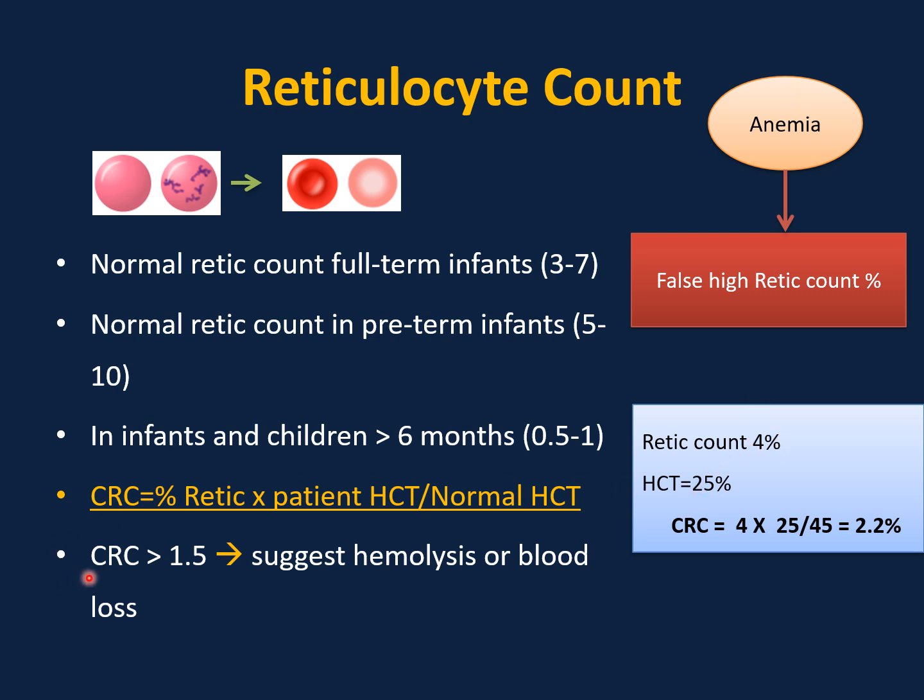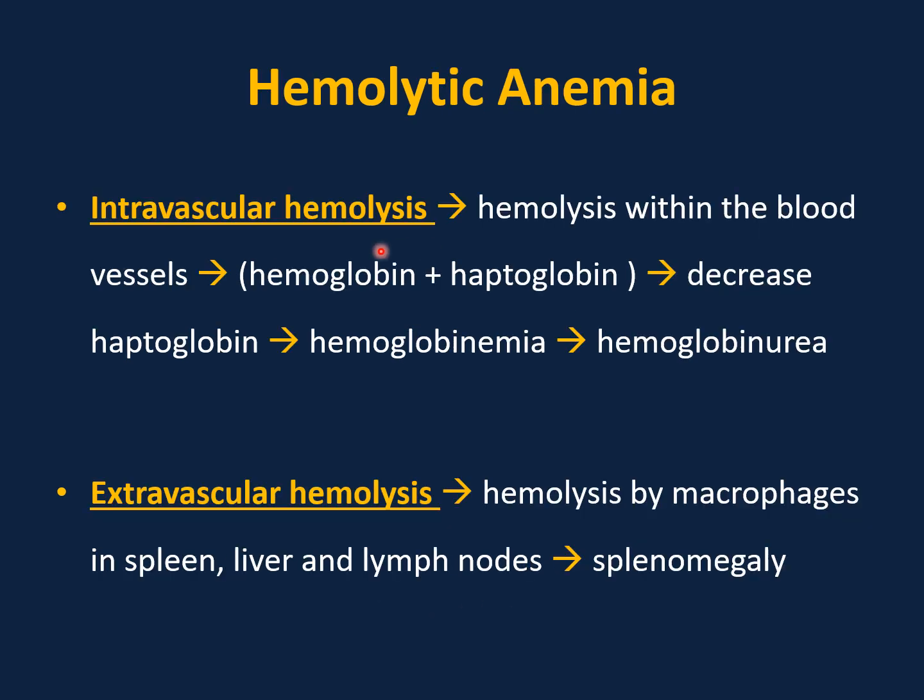So if you have a corrected retic count more than 1.5%, this suggests hemolysis or blood loss. This means that the bone marrow is trying to compensate and produce more red blood cells to compensate for this anemia. I would like to explain 2 points before we start. Hemolytic anemia is intravascular hemolysis and extravascular hemolysis. Intravascular hemolysis means hemolysis within the blood vessels, and when the red blood cells break, they will release hemoglobin.